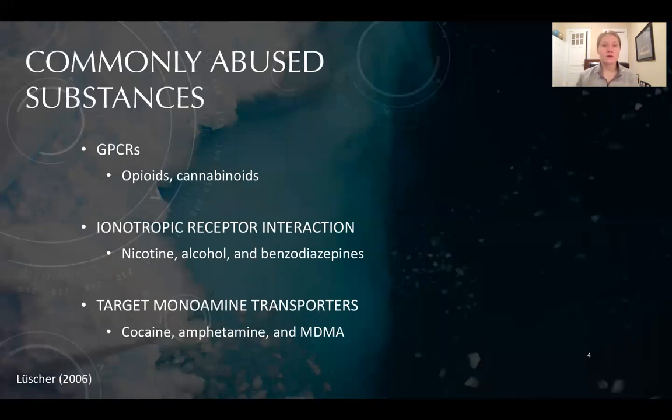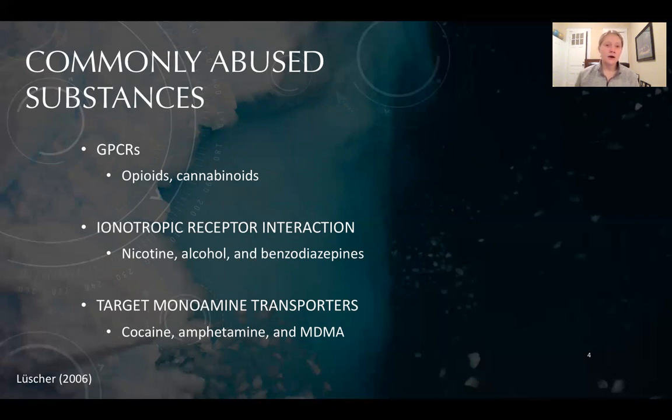Okay, so I just want to familiarize ourselves with the topic a bit more. So I wanted to cover commonly abused substances and their classes. So the classification that has an acronym of GPCR, those include opioids and cannabinoids.